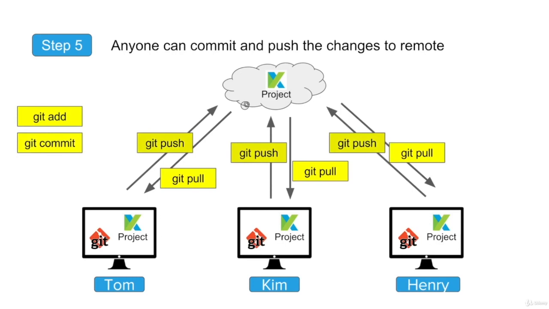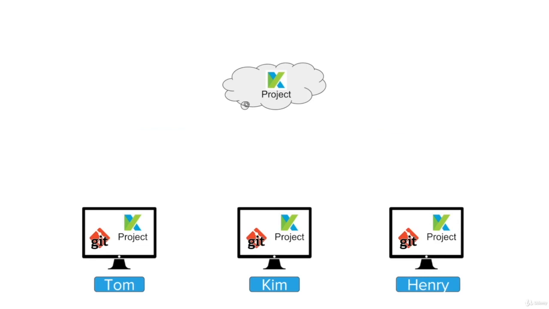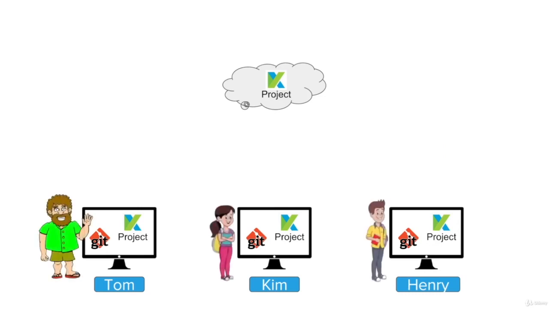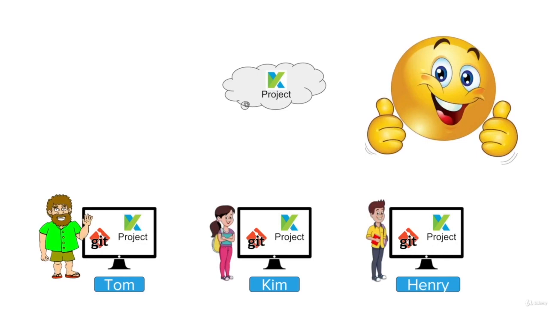And whenever they want, they can do a git pull and they will get the latest changes on their local. So whatever changes others have done, they will get on their local system. So this is how Tom, Kim, and Henry do version controlling and resolve all their problems.